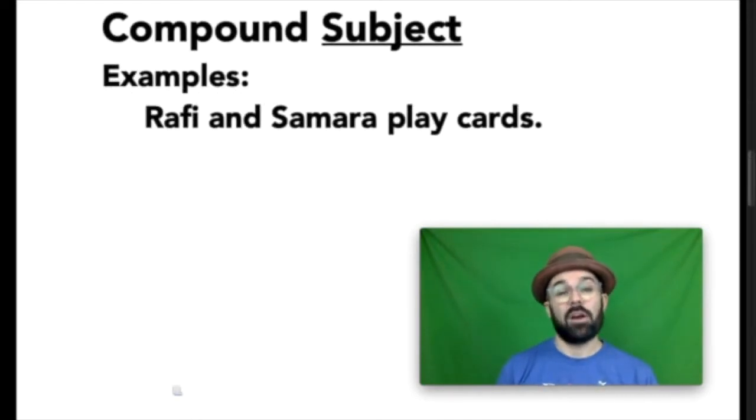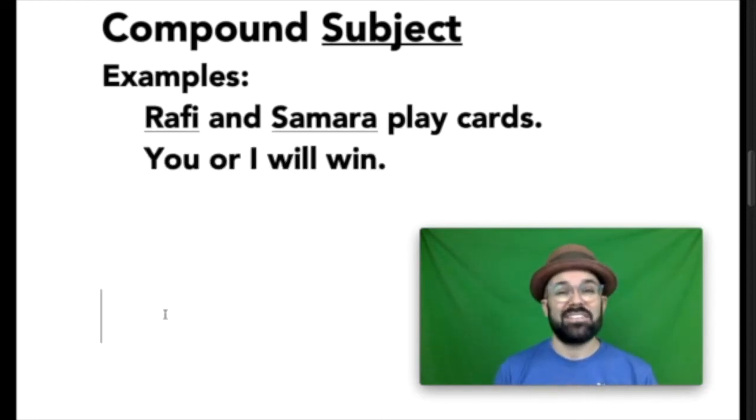Rafi and Samara play cards. In this sentence, we have two different people doing the same thing. In other words, we have two subjects that are connected to the same verb. We have a compound subject. Rafi is the subject and Samara is the subject. Rafi, Samara, both play. Two subjects connected to one verb. It is a compound subject.